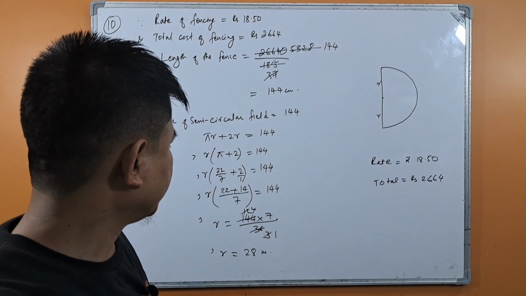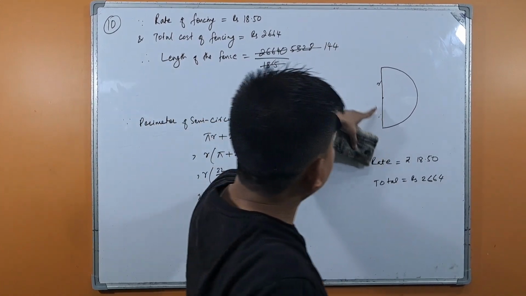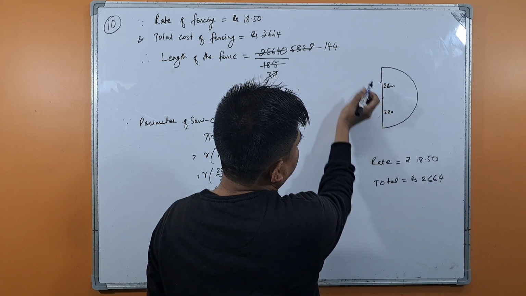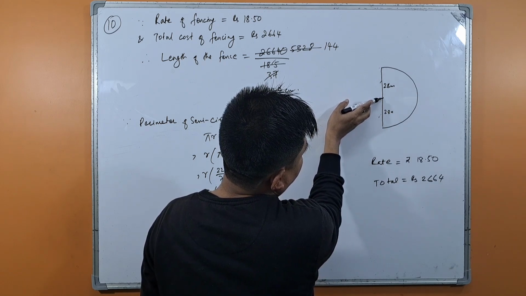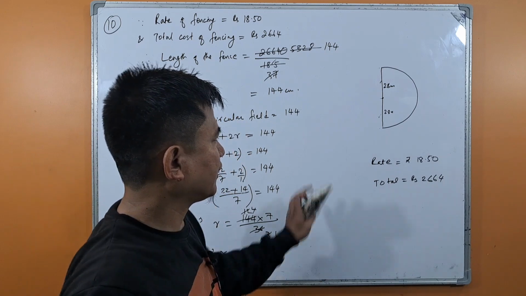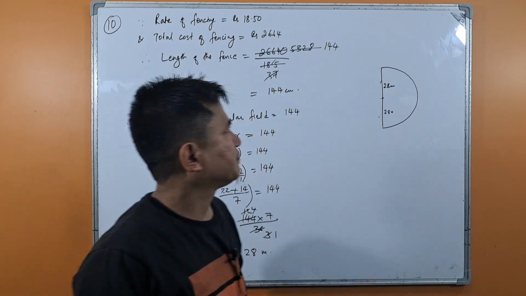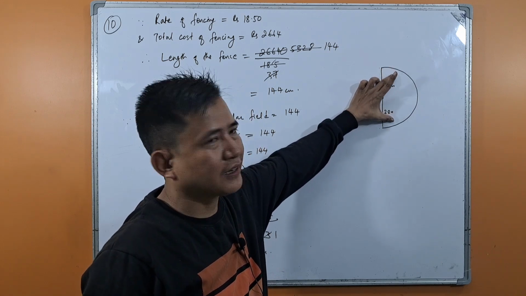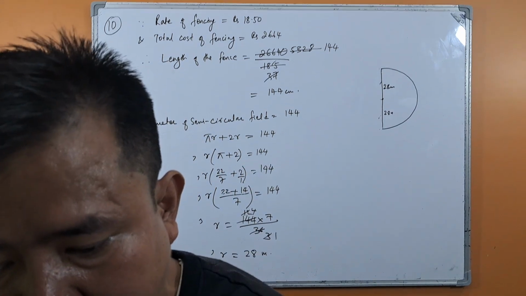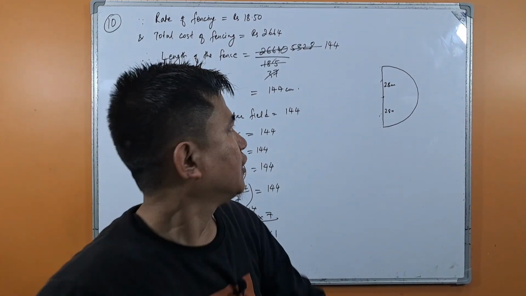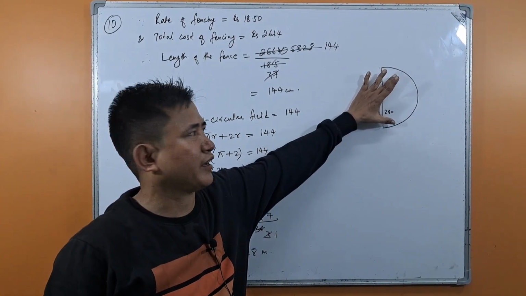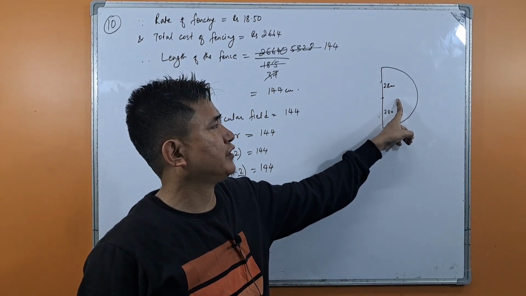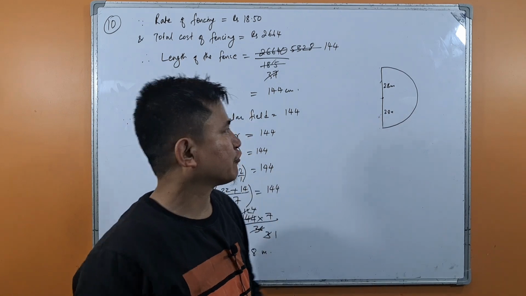So the radius of this semicircular field is 28 meter. This is the center. From this point to this point is 28 meter, and again from this point to this point is 28 meter. Now the question is, to plow this semicircular land at the rate of rupees 32 per square meter, how much money will be required? So we first calculate the area of the semicircular field, and then we multiply with the rate, we get the total cost, isn't it?